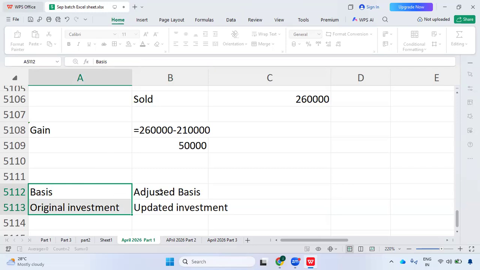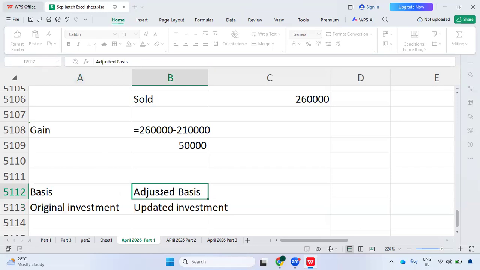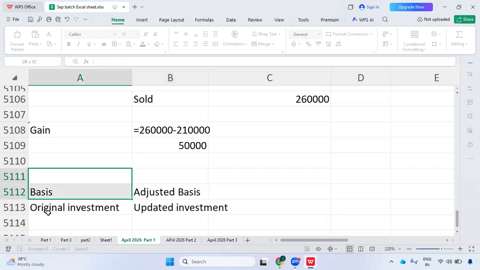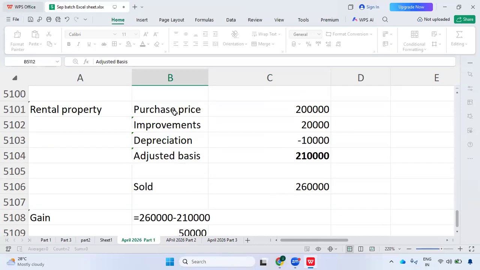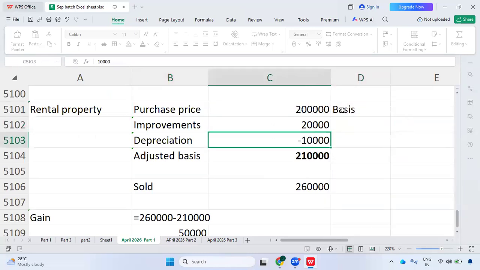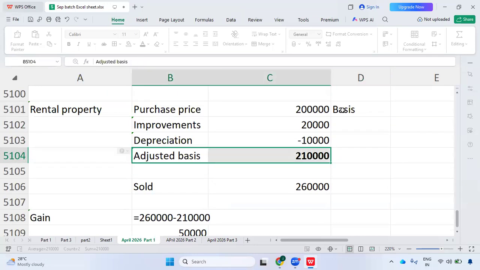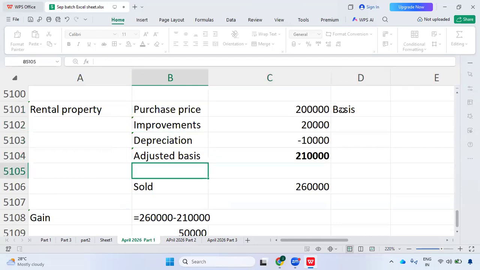we call it basis. Adjusted basis means every year the original basis will not be the same. It will increase or decrease based on a few factors. If we are adding something to the basis, your adjusted basis also will increase. If you are decreasing something, your adjusted basis also will decrease. So here this purchase price is your basis, and this is your adjusted basis. To calculate the gain, we require updated basis, not original basis, right? So this is the difference between basis and adjusted basis.